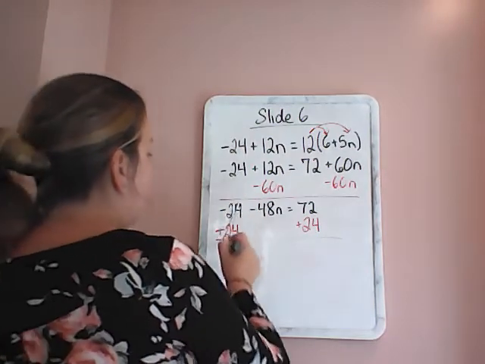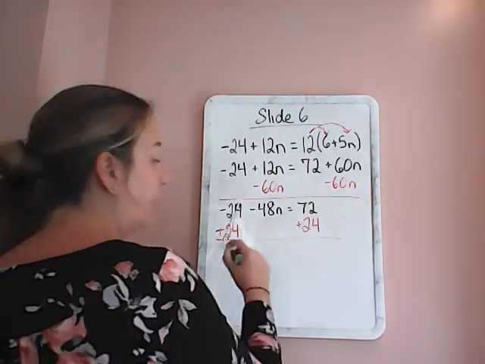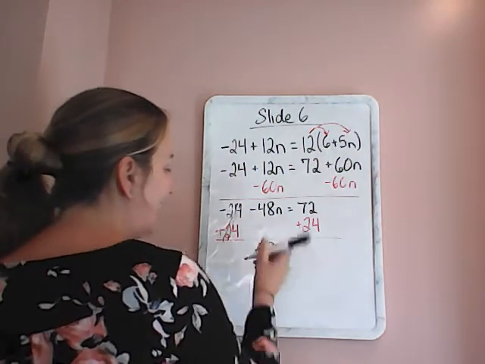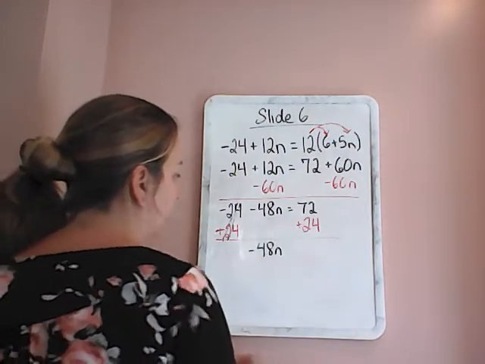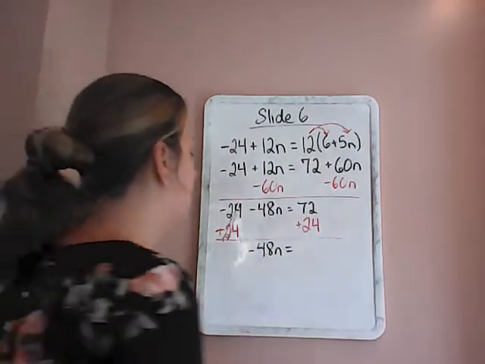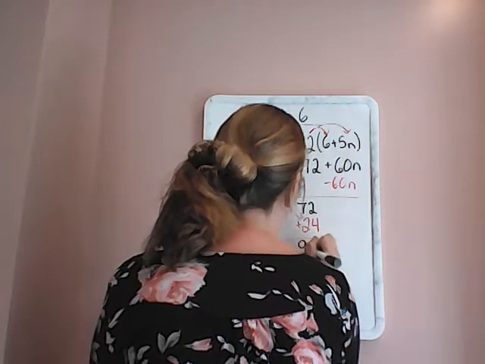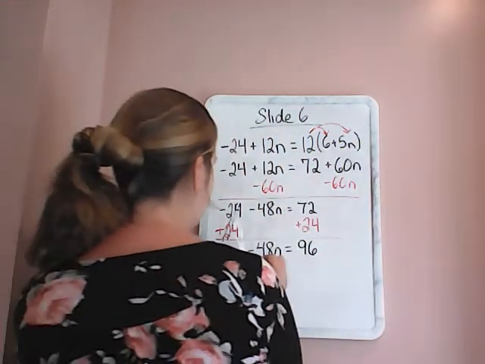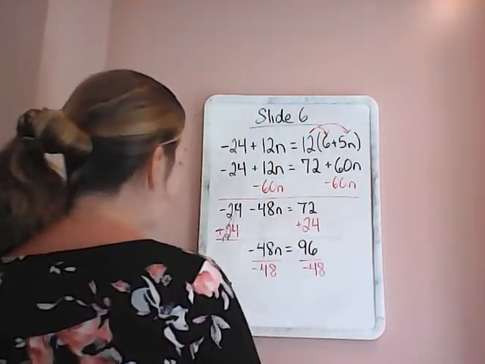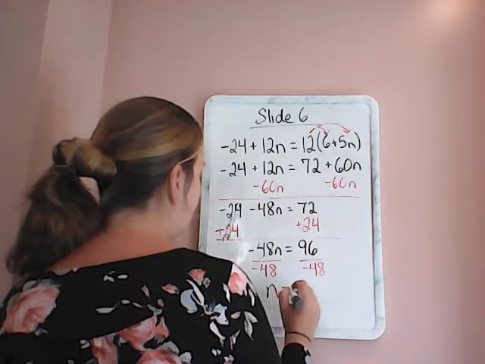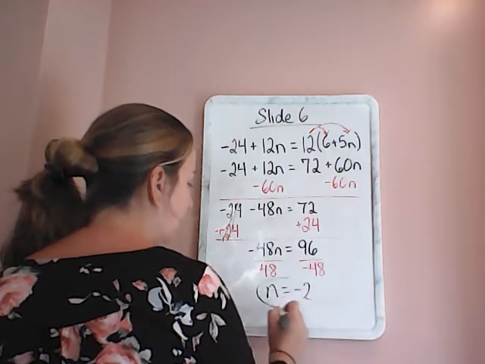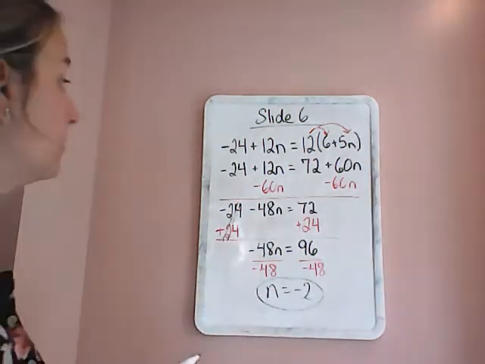These go away. Something that students constantly do is they're like, oh, this is gone, so I just pull down this 48n. That's not true. This has a negative on it. It stays there. So negative 48n comes down. And then that's going to equal the 72 plus the 24, 96. Then you go ahead, divide the negative 48 on both sides. And we are left with, these cancel, so you have n equals, positive divided by a negative is negative 2. So you should get negative 2.